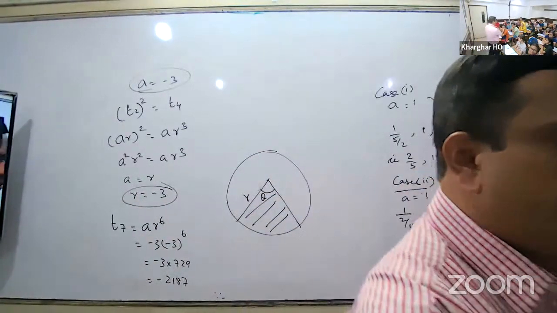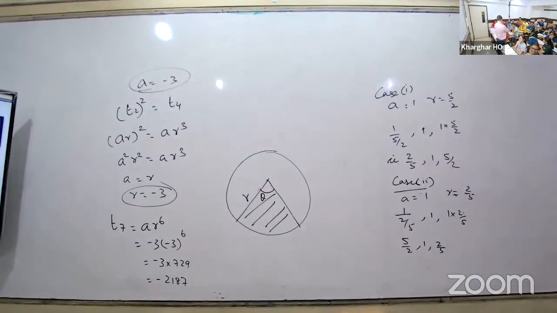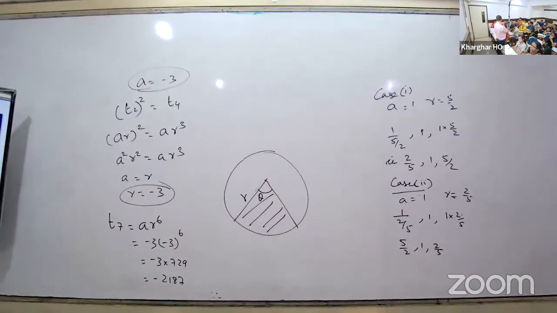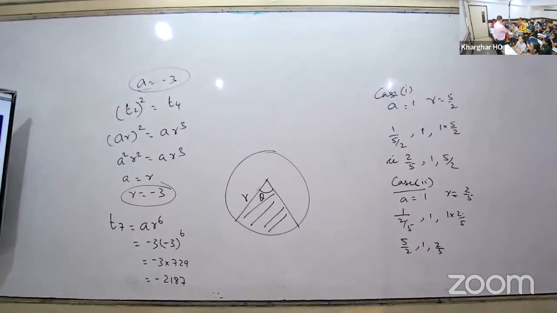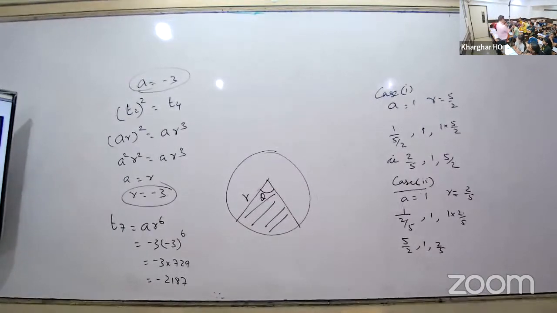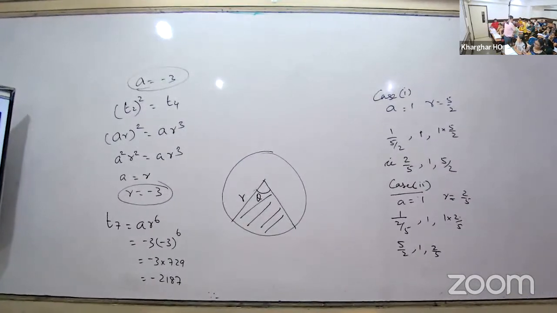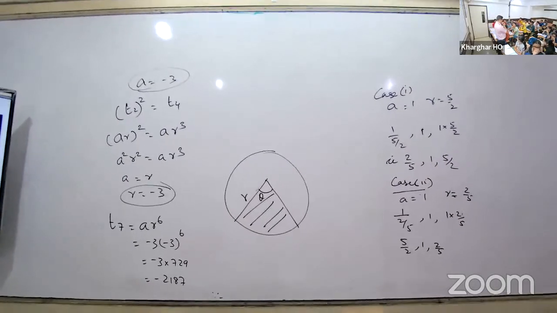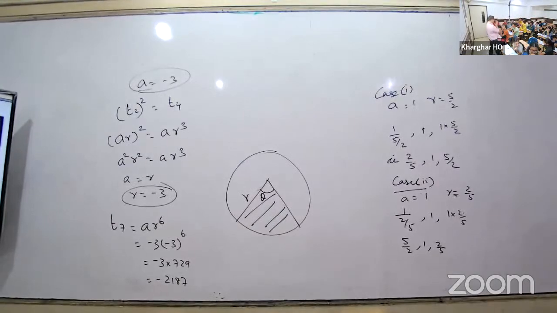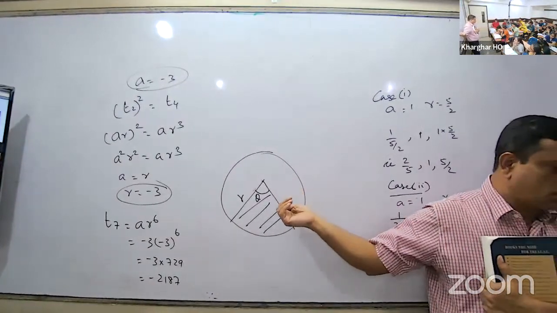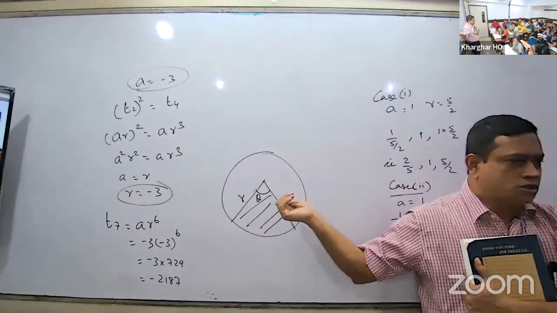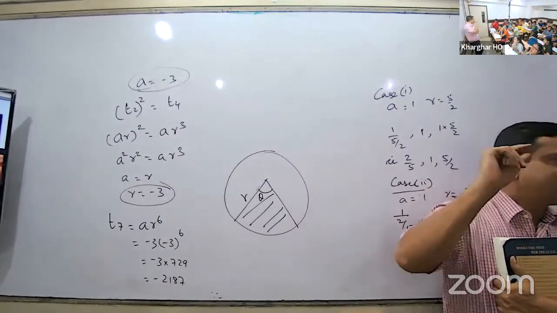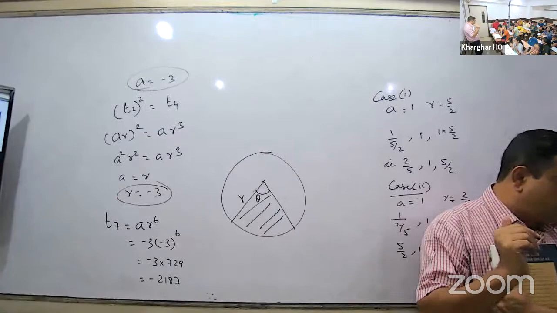Yes, listen. First, learn the formula. What is the area of the sector? Theta by 360 times pi r square. Theta upon 360, listen carefully. Once you remember this formula: area of the sector is equal to theta divided by 360 times pi r square.